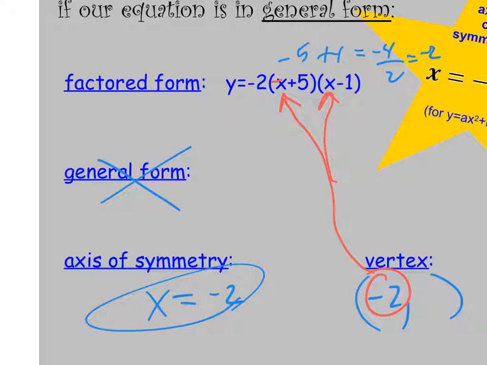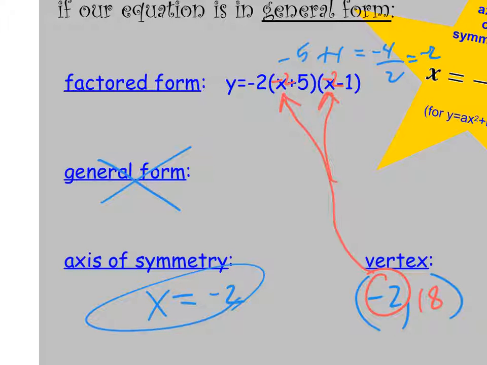And I got -2 plus 5, and I got -2 minus 1, and that's going to make a 3 and a -3. Told you it often happens. 3 and -3. All right, so that makes -9, and then I times it by -2. -9 times -2. How many got +18 before I did? Awesome.